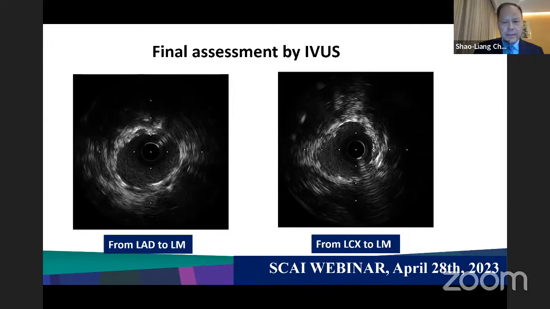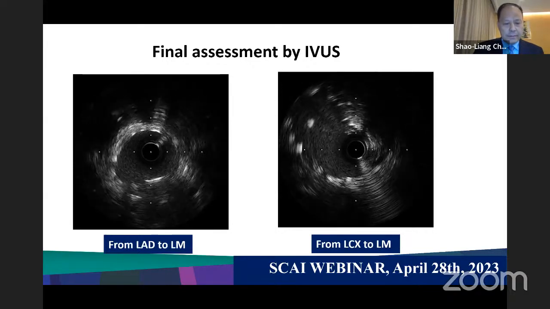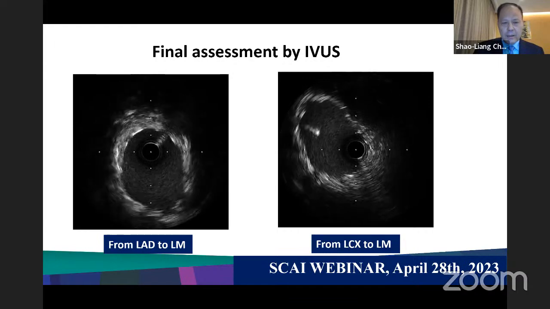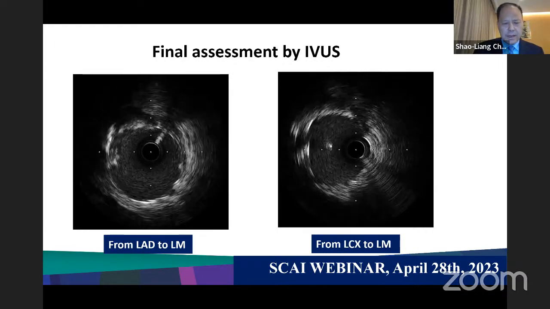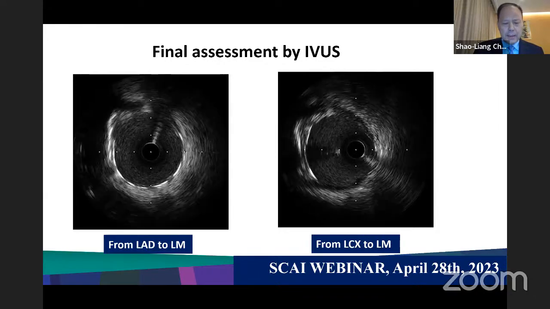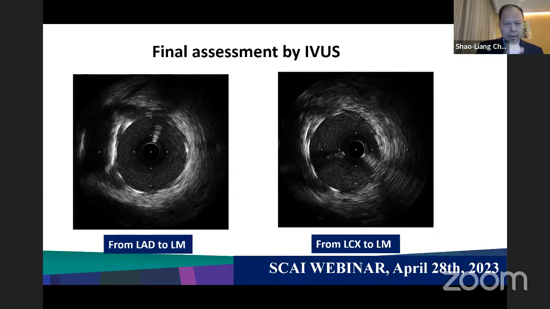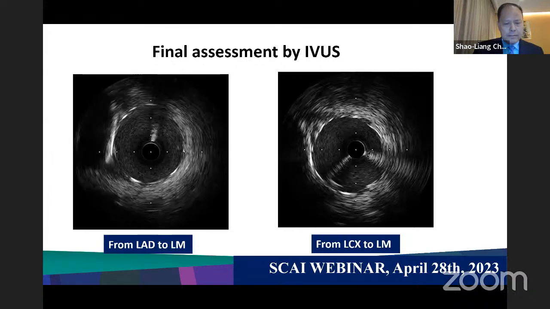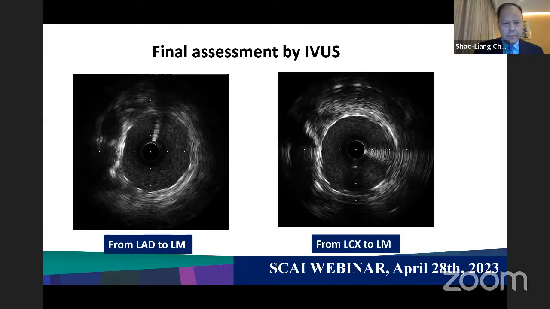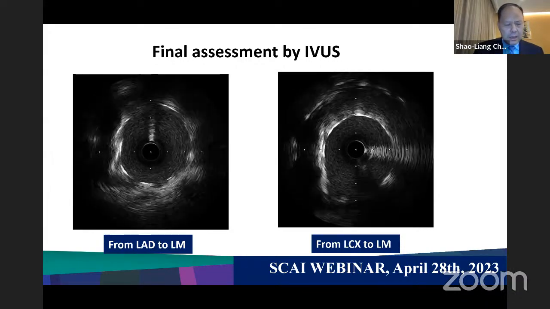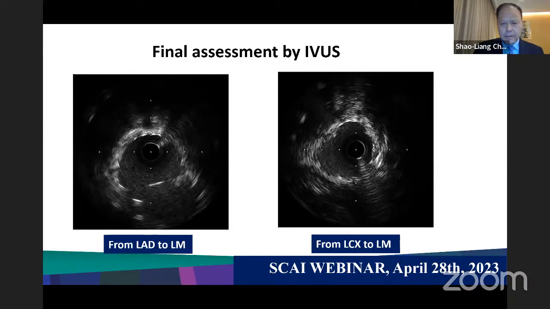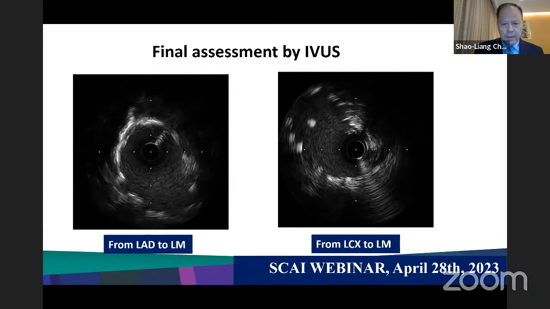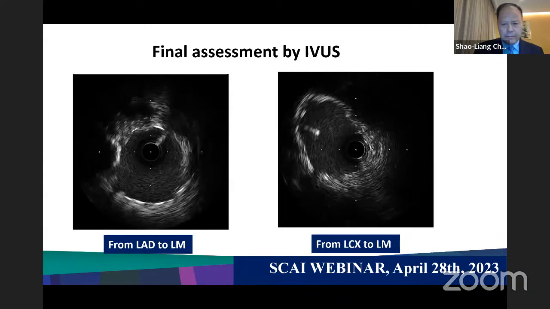Finally, we rechecked the IVUS study from RAD to left main on the left side and from Sunflex to left main on the right side. Both stents in RAD and Sunflex are fully expanded without significant prolapse of plaque, no thrombosis formation, and also the ostial left main was fully covered by the RAD to left main stent.